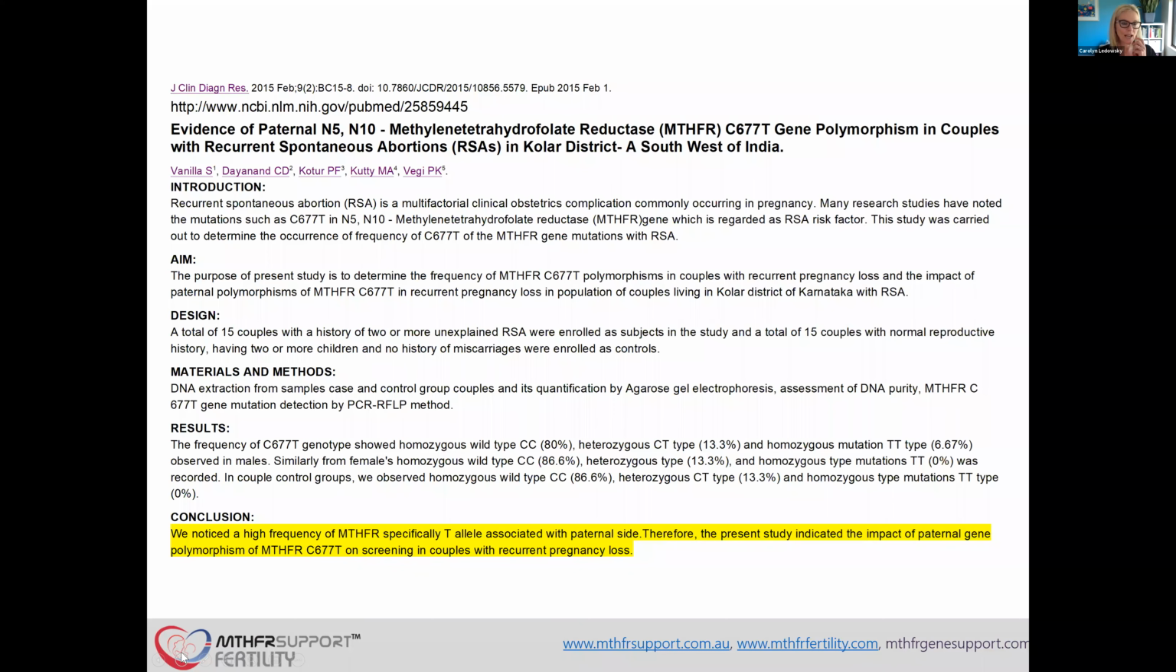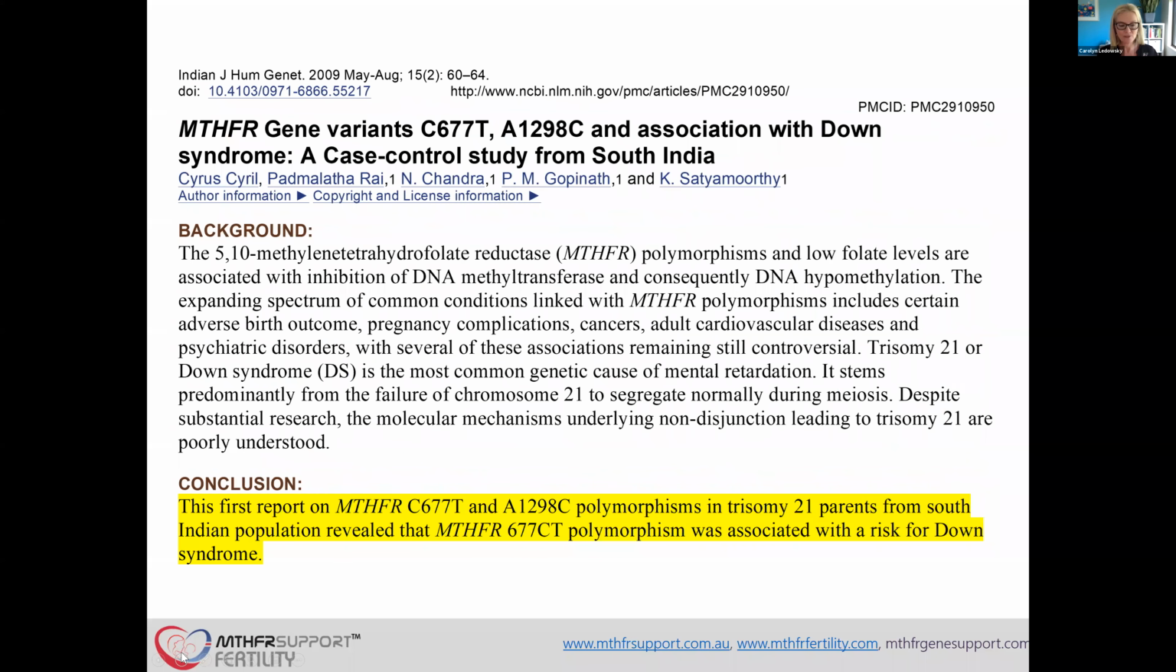This one looked at MTHFR and again, recurrent spontaneous abortions or recurrent miscarriage. It said we noticed a high frequency of MTHFR with the T allele on the male side. And so again, it supports that hypothesis that even if you don't have an MTHFR, but your partner does, you can still miscarry.